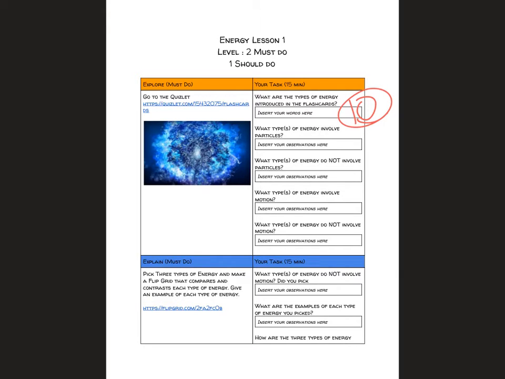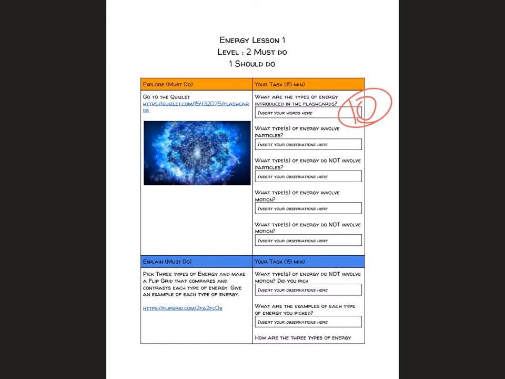Once you're done with the Quizlet, I want you to pick 3 of these 10 types that they talk about, and I want you to make a Flipgrid that compares and contrasts each type of energy. Make sure that you give an example. This could just be you talking, or you might get a picture and describe it. But you're going to make it in the Flipgrid. Here's the link, all right?